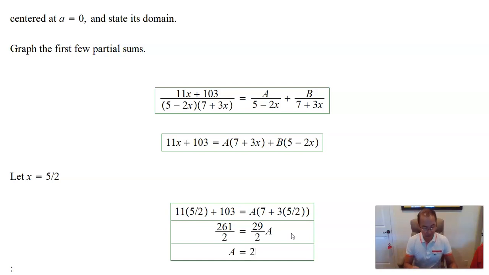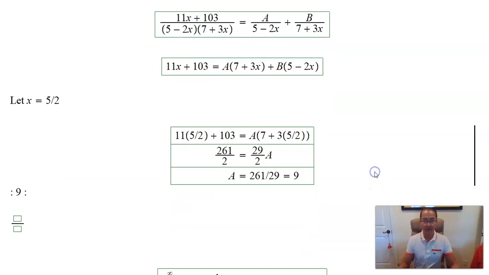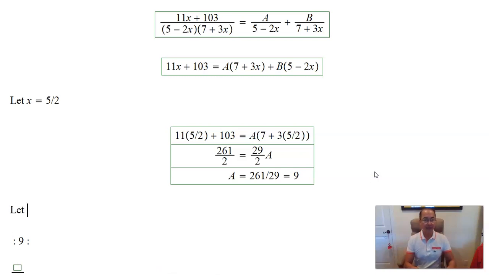And solving for A, we can cancel the 2's, and A is 261 divided by 29. Keep your fingers and your toes crossed that this is exactly 9. Yeah, all right. So we get a nice integer, even though that numerator looks nasty. Of course it will also give us a nice numerator for B.